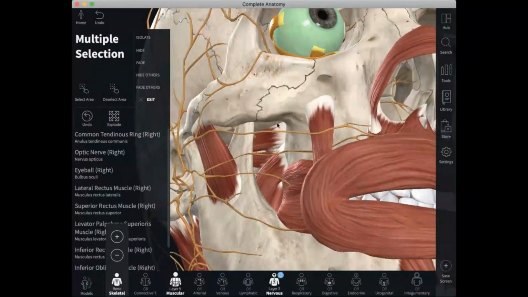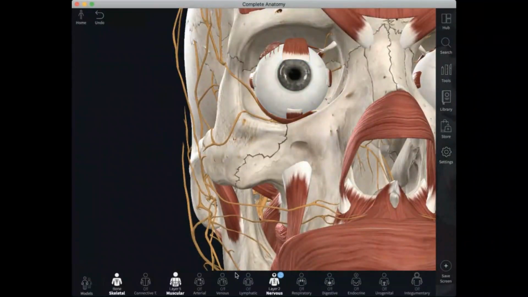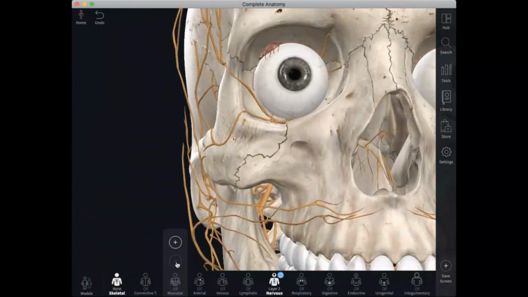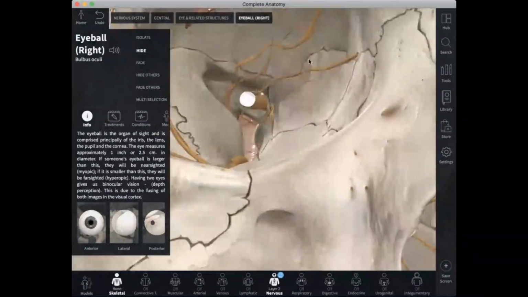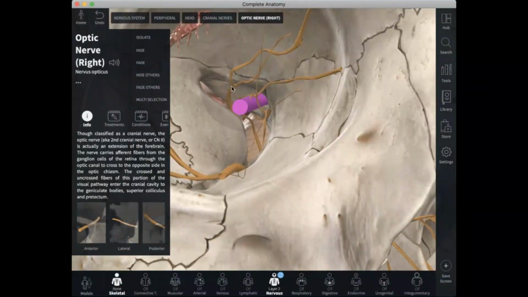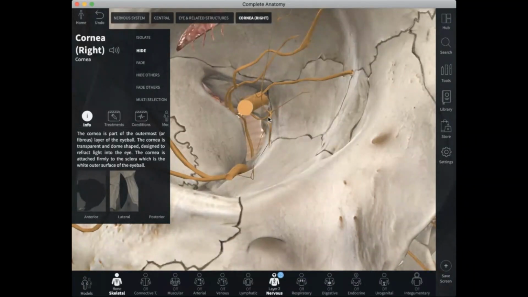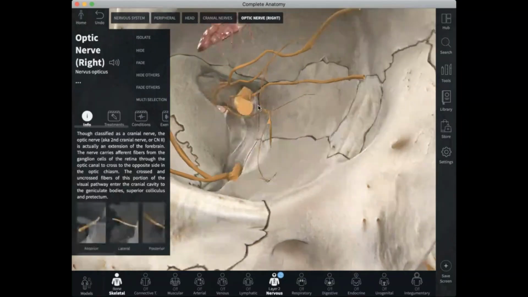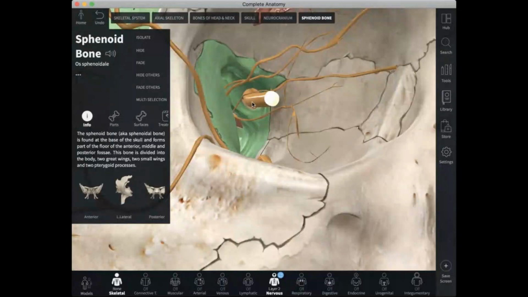If you see here, this is called the supraorbital foramen. I will remove the eyeball. Here you can see the supraorbital foramen, and here you have another nerve that is entering. We will discuss this one by one. The optic nerve is entering through this foramen of the sphenoid bone.